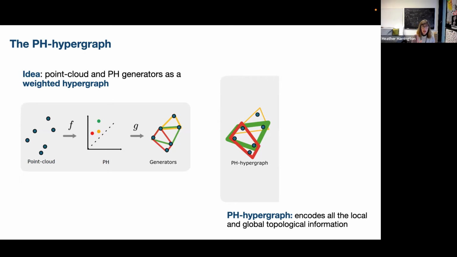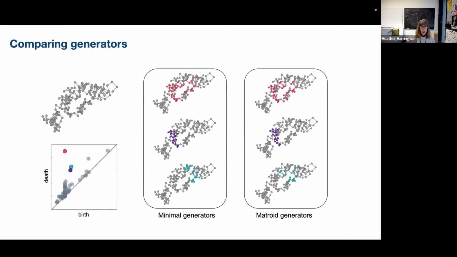So here we're not analyzing the persistence diagram. We want to analyze the persistent homology hypergraph. If you want to think back, we're really looking at the top row here, in the generator.